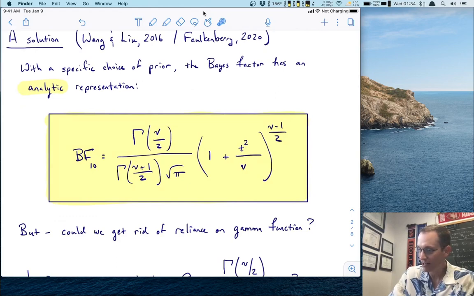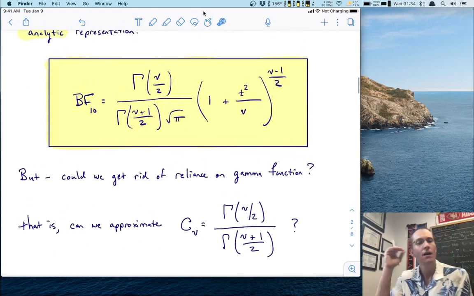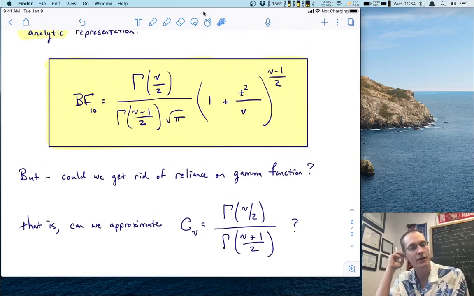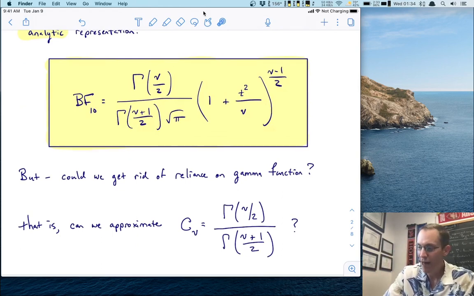So that led me to the question, could we get rid of our reliance on this gamma function? That is, can we make an approximation of that part that contains the gamma function, this gamma of nu over 2 divided by gamma of nu plus 1 over 2? So we're going to call that C nu, and we're going to see if we can approximate it.